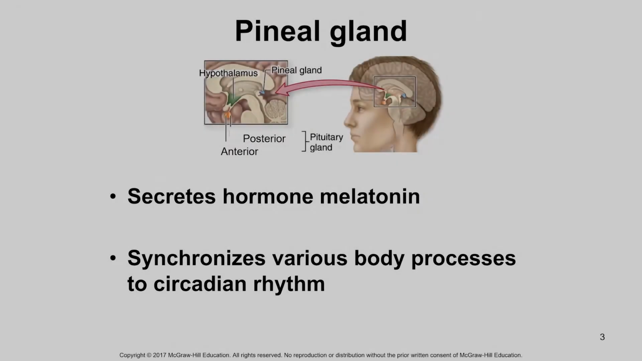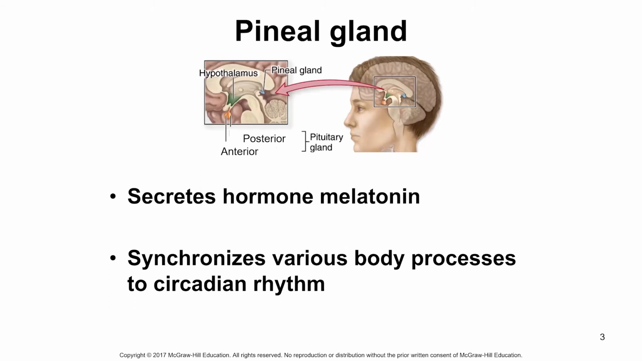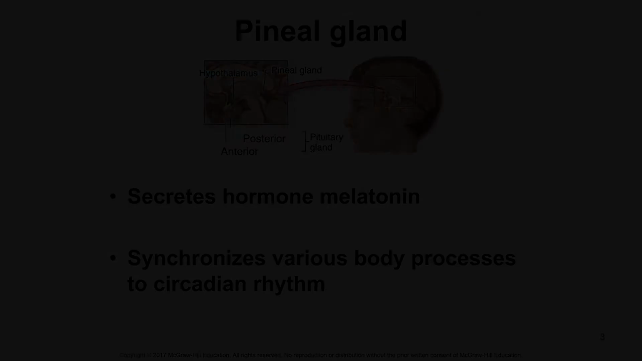Now, the pineal gland secretes melatonin, and its secretion of melatonin is regulated by the suprachiasmatic nucleus of the hypothalamus. The SCN functions as the major biological clock in vertebrates that entrains body processes to the circadian rhythm. Melatonin levels fall during daytime and increase during darkness, and it regulates the sleep-wake cycle and temperature cycles.